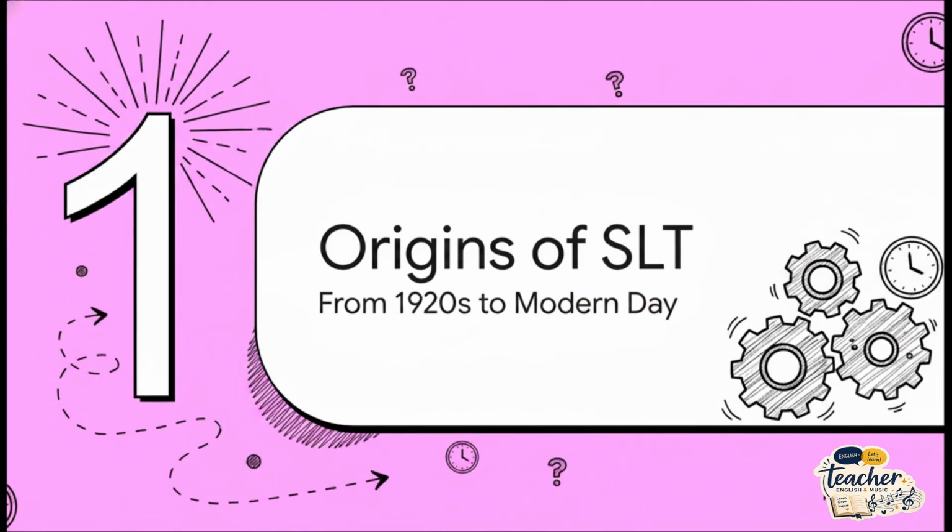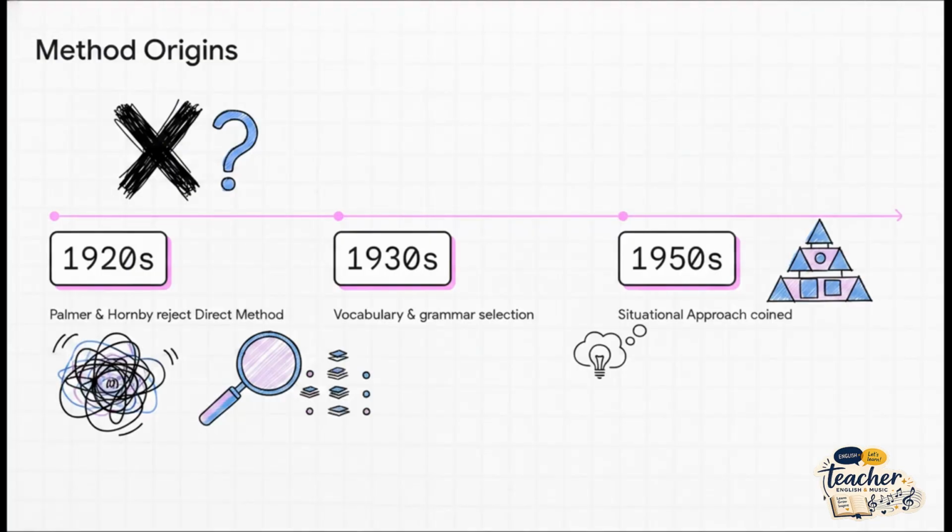Okay, Section 1, Origins of Situational Teaching, from 1920s British linguists to modern classrooms. So let's set the scene. Back in the 1920s, British applied linguists like Harold Palmer and A.S. Hornby were looking at the popular teaching style of their day, which was called the direct method, and they just felt it was way too chaotic.